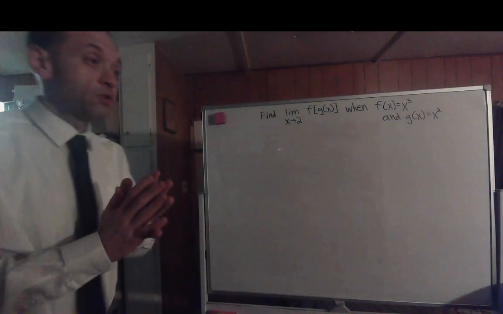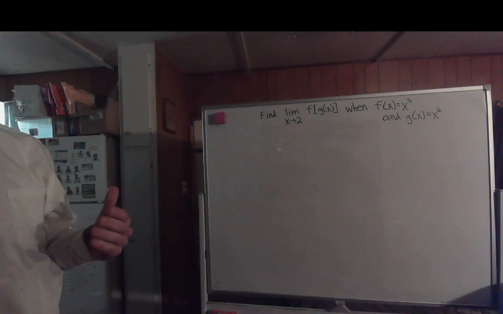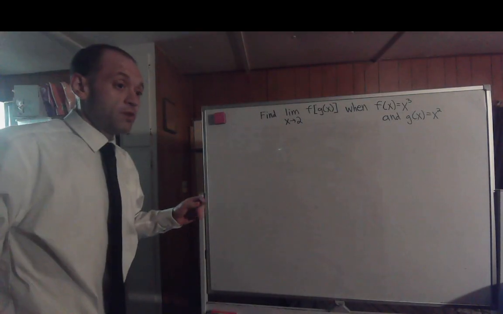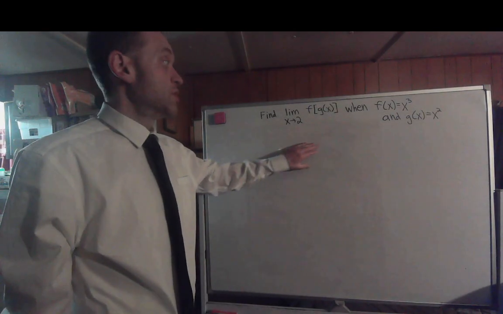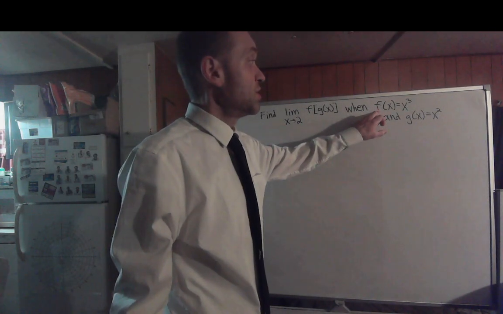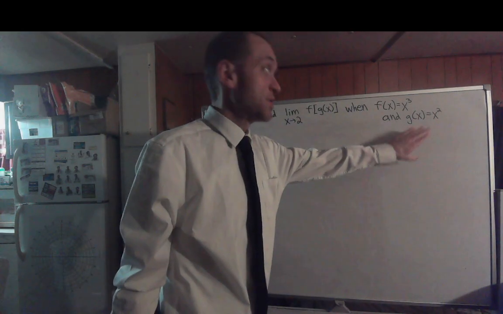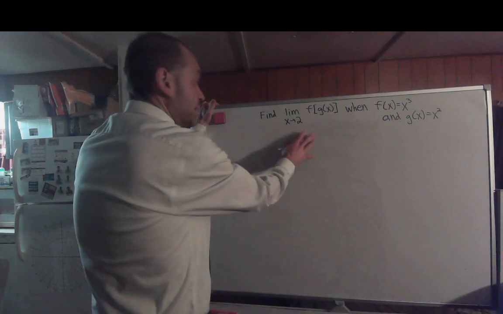So today we are going to talk about the limit of composition of functions. For our first example, find the limit as x approaches 2 of f of g of x when f of x equals x cubed and g of x equals x squared. So we are going to take the limit of a composition.